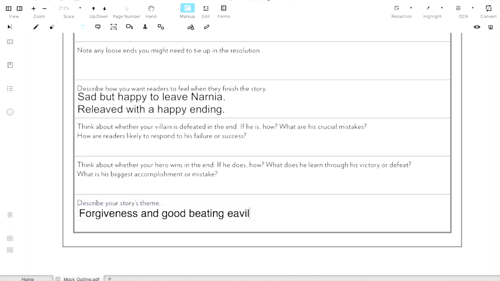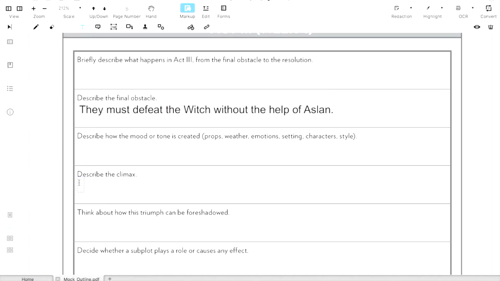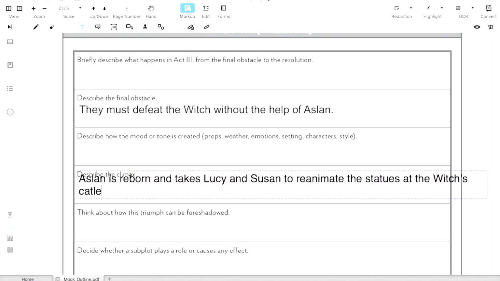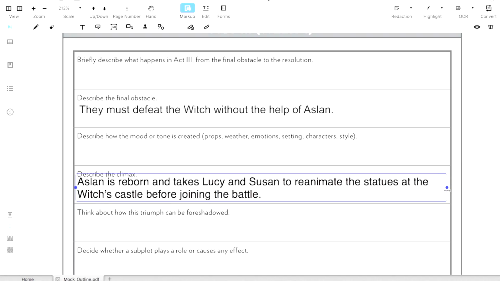So in Act 3 we have the final obstacle, and this is where the protagonist has to overcome something in order to get to the climax. Now that we're at the climax, this is where the height of the action takes place, where shit hits the fan or the giant battle takes place. And then after that you have the resolution. This is where any loose ends or subplots get tied up into an ending that is satisfying for the reader.